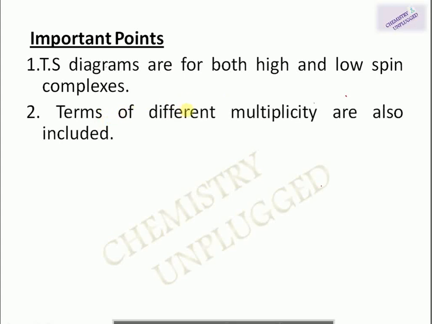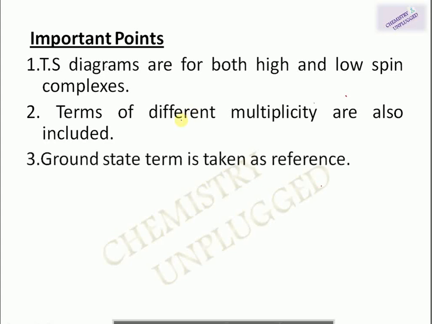Then terms of different multiplicities are also included. In case of orbital diagram, we only included the ground state multiplicity terms, or you can say high multiplicity terms. But in case of TS diagrams, we will include all the multiplicity terms for a particular electronic configuration. Next is ground state term is taken as reference term.